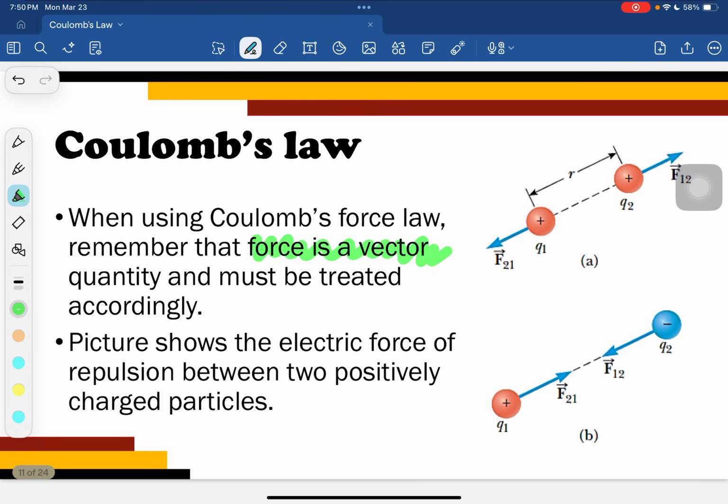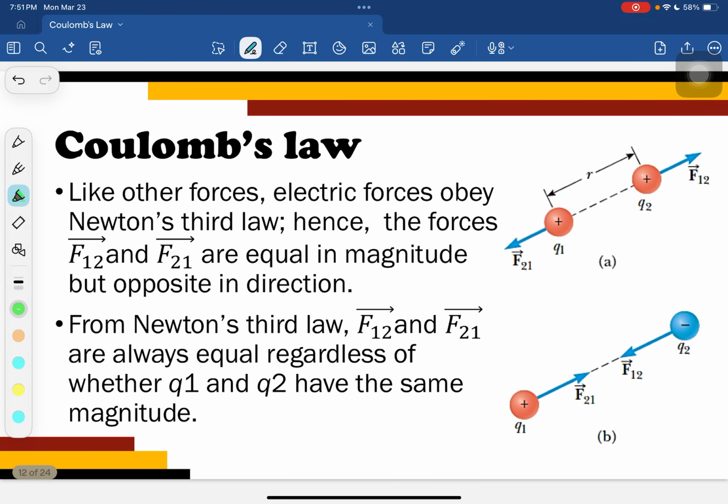We said that, for example, in this case, this is positive, this is positive. The tendency of the two particles will be to repel, or to push against each other. Well, when one is positive and the other negative, like in this case, they have a tendency to be pulled together or pulled inward, and that is the force of attraction. And like other forces, electric forces obey Newton's third law, hence the forces F12 and F21 are equal in magnitude but opposite in direction.